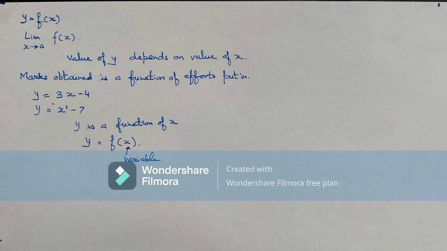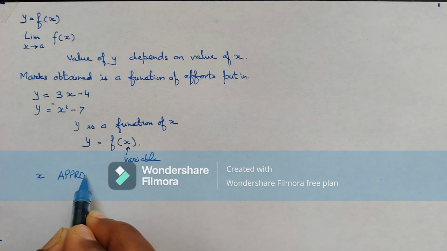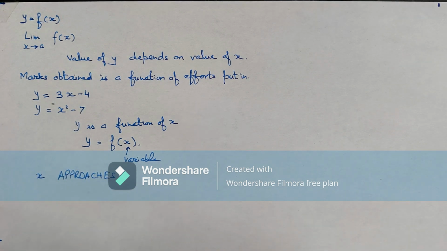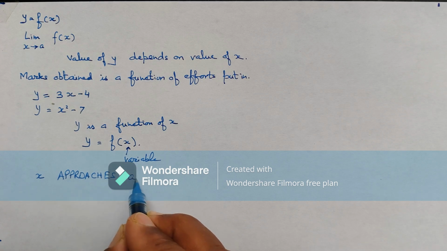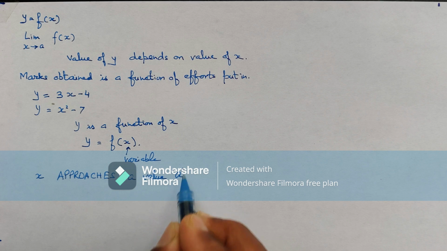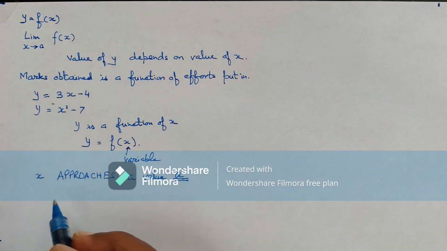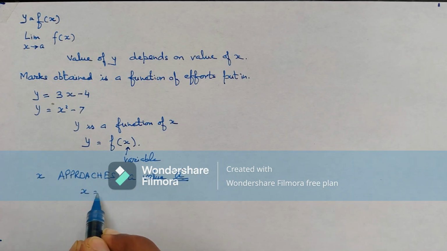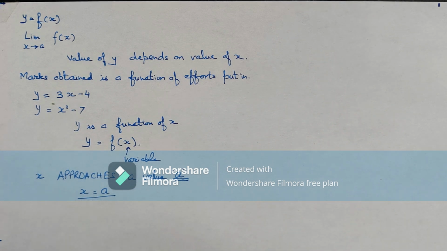Next, we come to limit. Limit of a function as variable x approaches a value a. Notice I am not saying x is equal to a, x approaches a. This is best explained through an example.